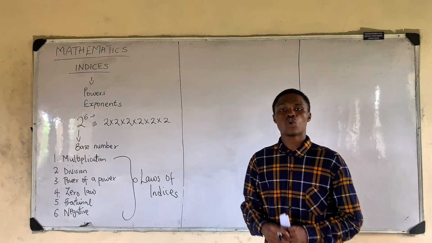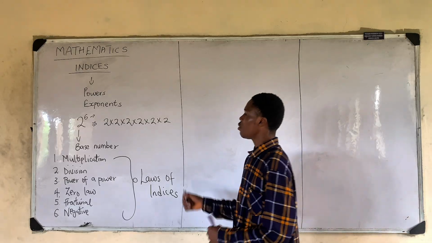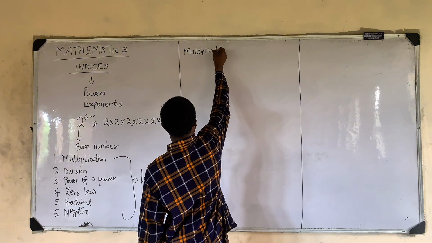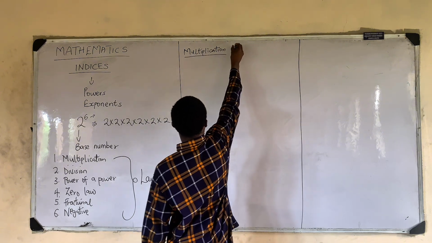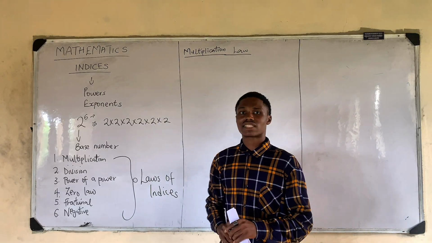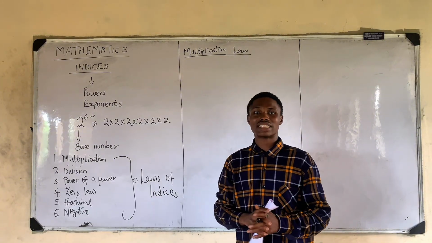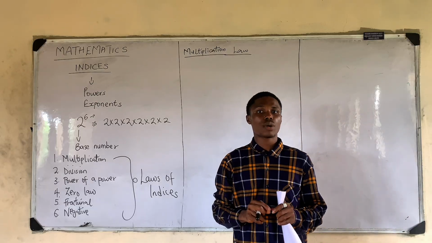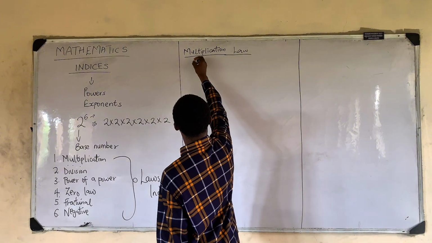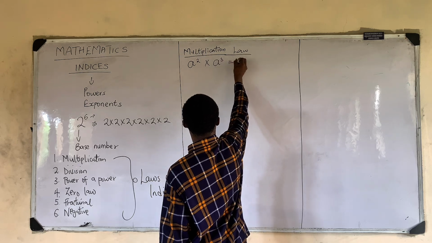Now let's proceed with them one after the other. We are going to start with the multiplication law. The multiplication law of indices states that when two indices are multiplying themselves, you take their base number and add their powers, provided that their base numbers are the same. Mathematically, this means that a squared times a cubed is equal to what?